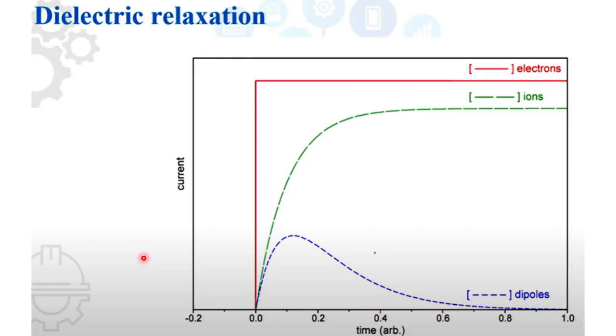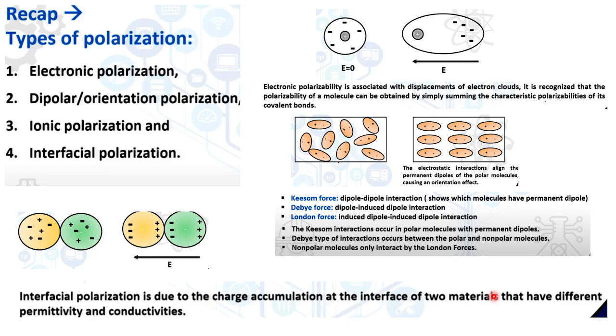So this is the dielectric relaxation. This is current versus time. It is electron, this is ions, and this is the dipoles. So with time, how it actually responds with the current.